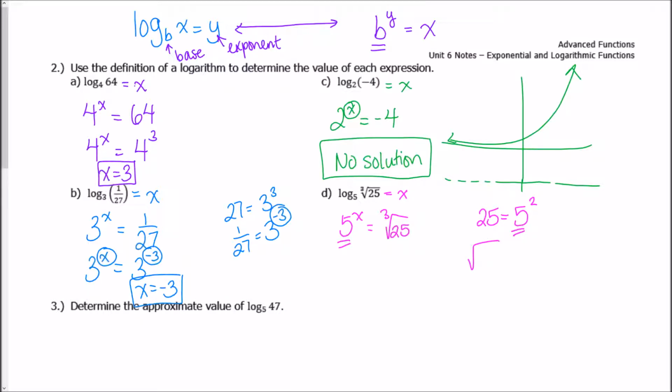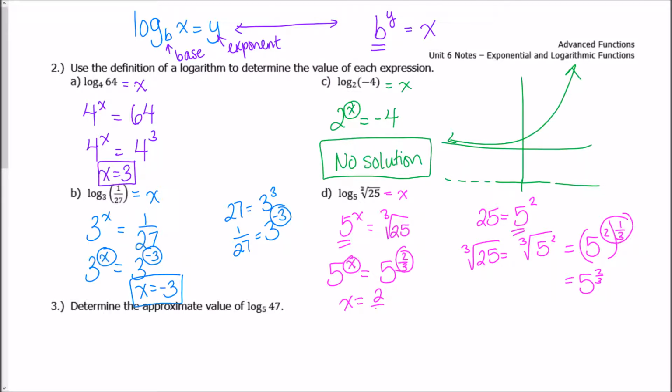Now, if I want to take the cube root of 25, that means that that is the cube root of 5 squared. And when I take a cube root of something, it means I'm raising it to the power of 1/3. And if you remember, if you have a power to a power, you always multiply your exponents. So this is 5 to the power of 2/3. So here I get 5 to the power of x is equal to 5 to the power of 2/3, making x equal to 2/3. Okay? And that's how we're going to evaluate our logarithms.